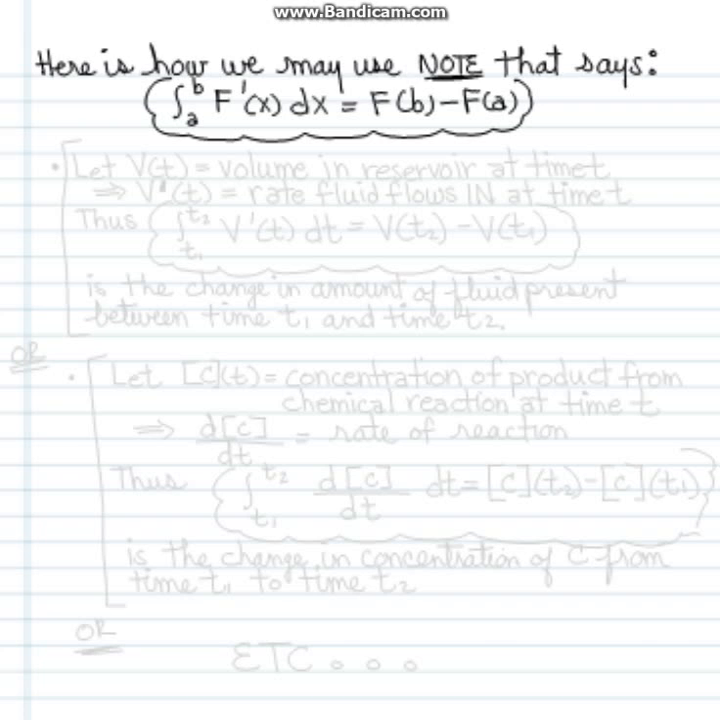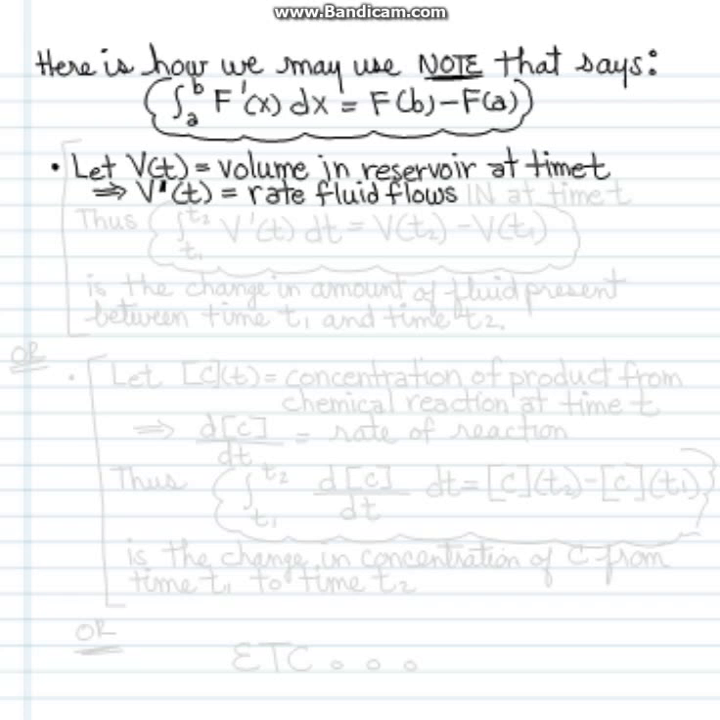But let's see how we can do some different applications of this fundamental theorem. First of all, consider capital V of t being equal to the volume of, like, water in a reservoir at time t. Well, if that's the volume, V prime of t would be equal to the rate at which the fluid flows in at time t. It would be the rate of change.